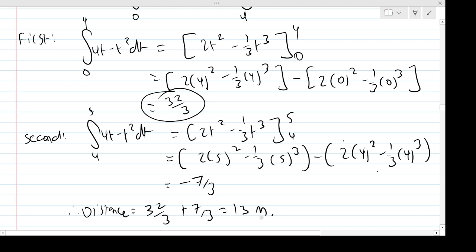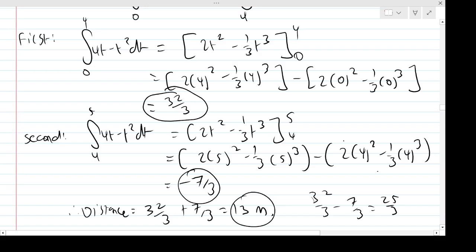So you can see the issue there was, if I was to integrate just from 0 to 5 in one go, what would actually happen was we would get 32 over 3 take away 7 over 3. That would be 25 over 3. That's different to 13, right? So we need to make sure to account for when the area becomes negative, which is why we split up the integrals in this way. So there we are.